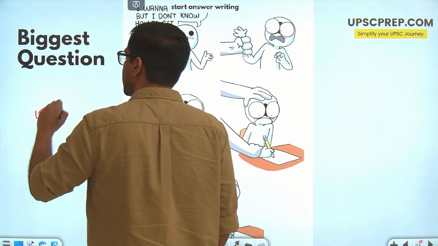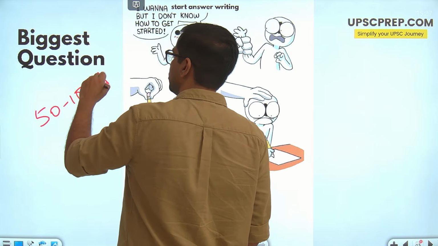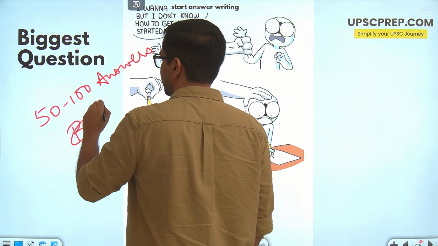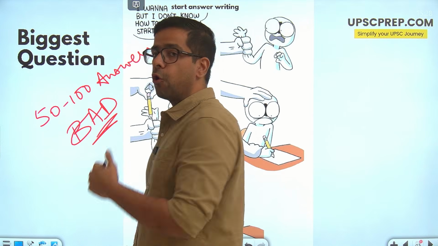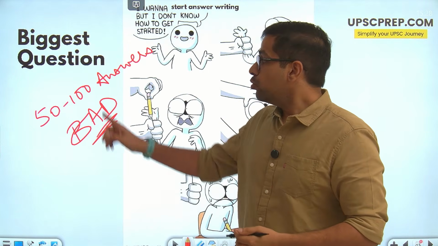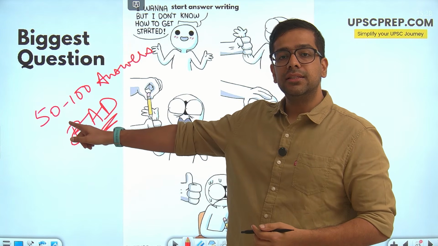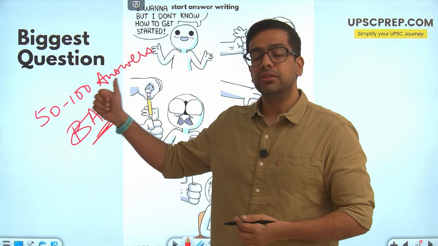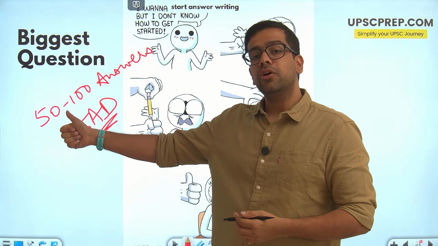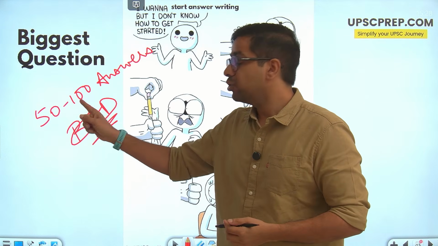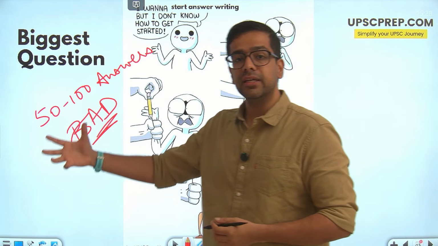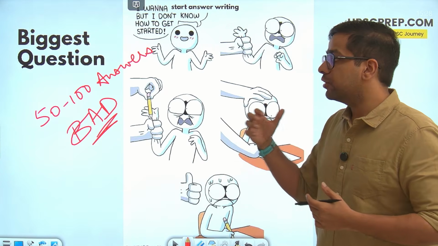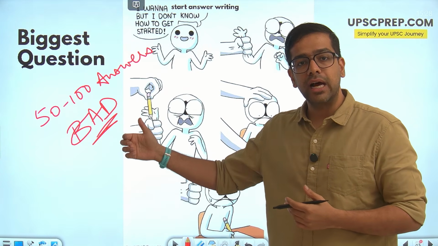The first 50 to 100 answers that you write are going to be bad. In fact, they are going to be horrible. But if you don't write these 50 to 100 answers, you will not get to the good answers, right? Because you'll still be at the unconscious incompetent stage. You have to get through this volume of work in order to improve, in order to understand your problems, and in order to understand how to write a good answer.